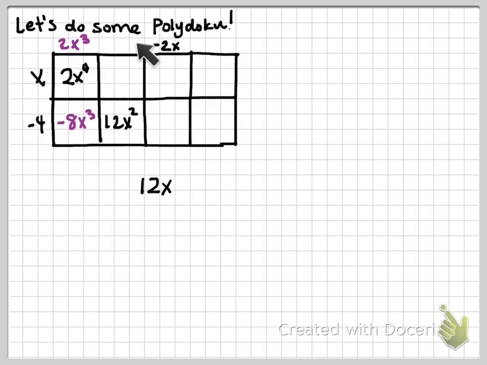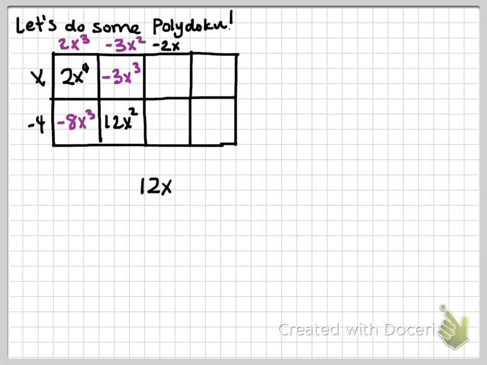Now I need to figure out what goes on the top of this little part right here. So if I know that something times -4 has to give me 12x squared, in order to figure out what that is, I could divide. I could do 12x squared divided by -4, and I know that on the top I would have to multiply by -3x squared. Now that I know what that is, I've got to multiply -3x squared times x to figure out this box. And I would get -3x cubed.